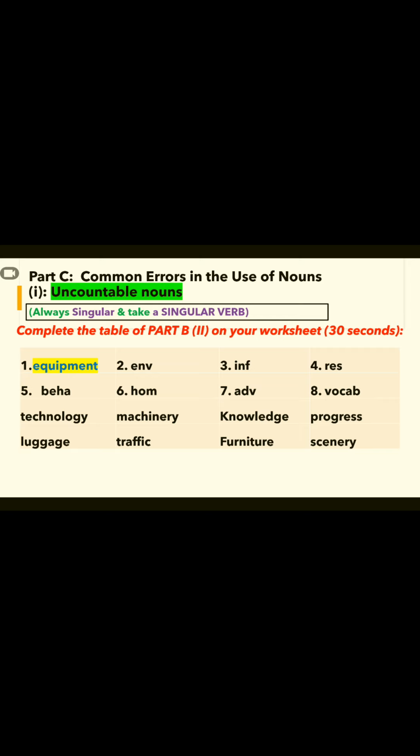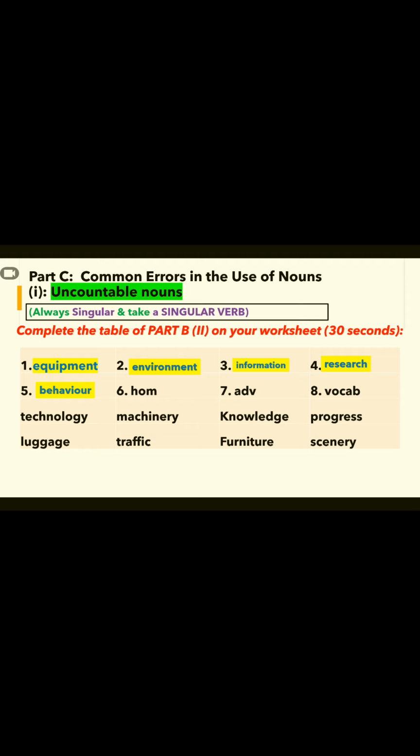Equipment is uncountable. We cannot make it plural. No S. Number 2, environment. 3, information. So not informations. 4, research. Many students write researches, which is wrong. It should be just research or the research.